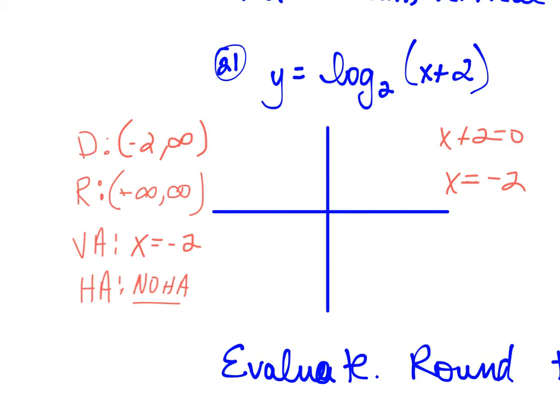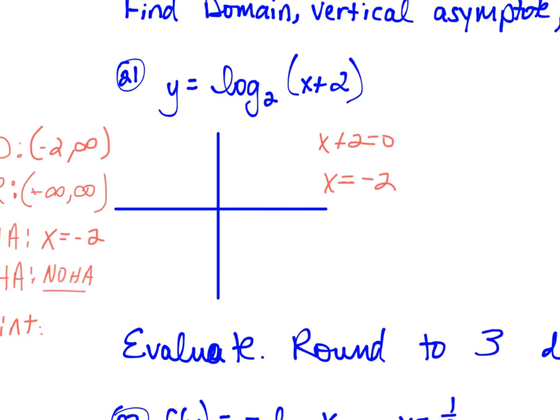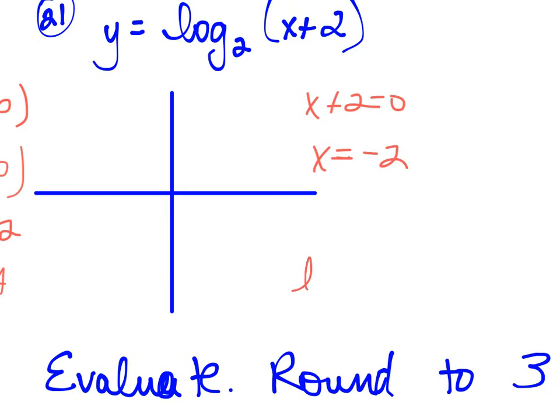I got to find the x-intercept. Anybody remember what we do? We have log base 2 of x plus 2 equals 0, plugging in 0 for y, correct? Oh, so it's -2. No, let's think about it for a second. Oh, it would be -1.